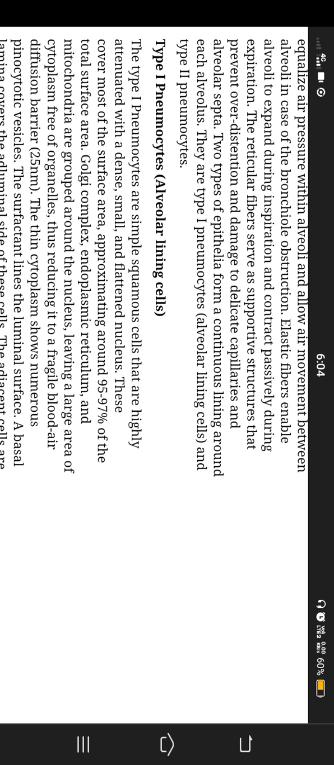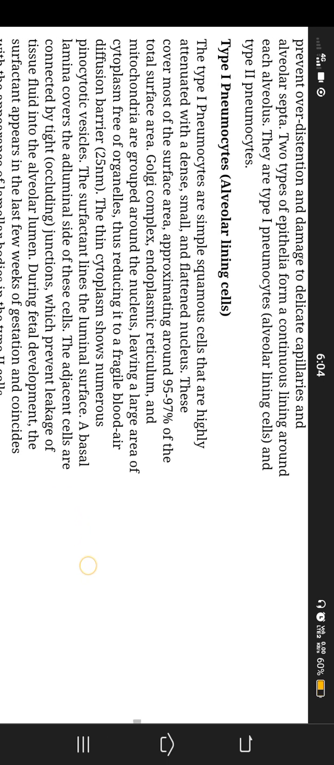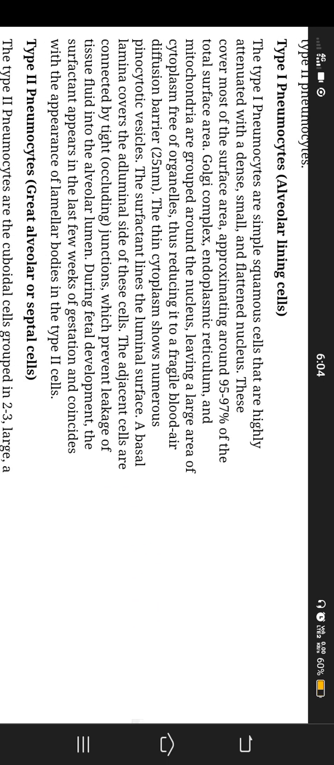Two types of epithelia form a continuous lining around each alveolus. They are type 1 pneumocytes, alveolar lining cells, and type 2 pneumocytes. Type 1 pneumocytes are simple squamous cells that are highly attenuated, with a dense, small, and flattened nucleus. They cover most of the surface area, approximately 95 to 97% of the total surface area.